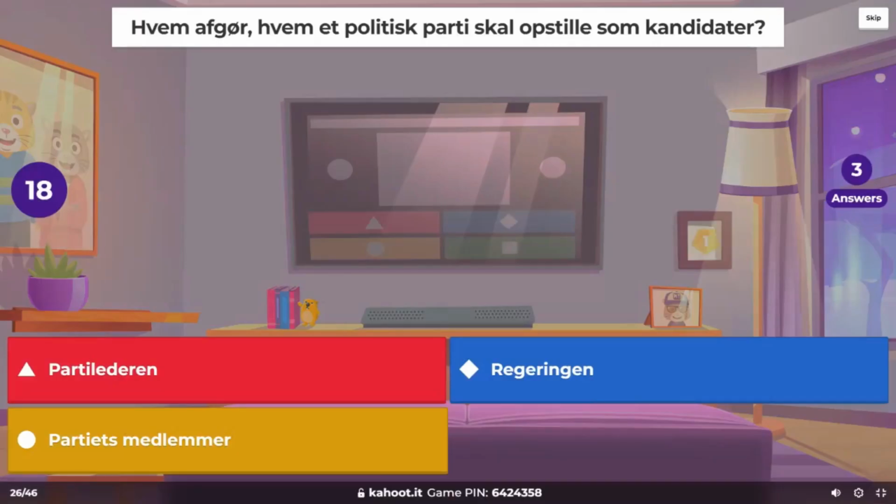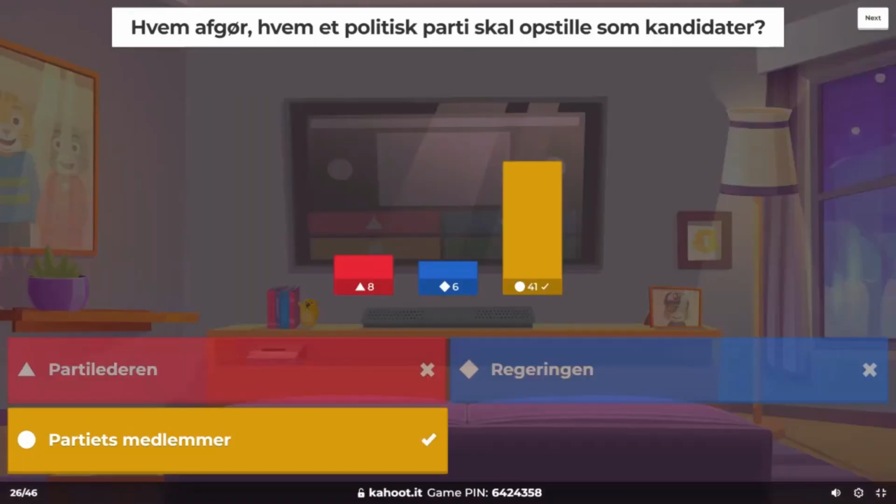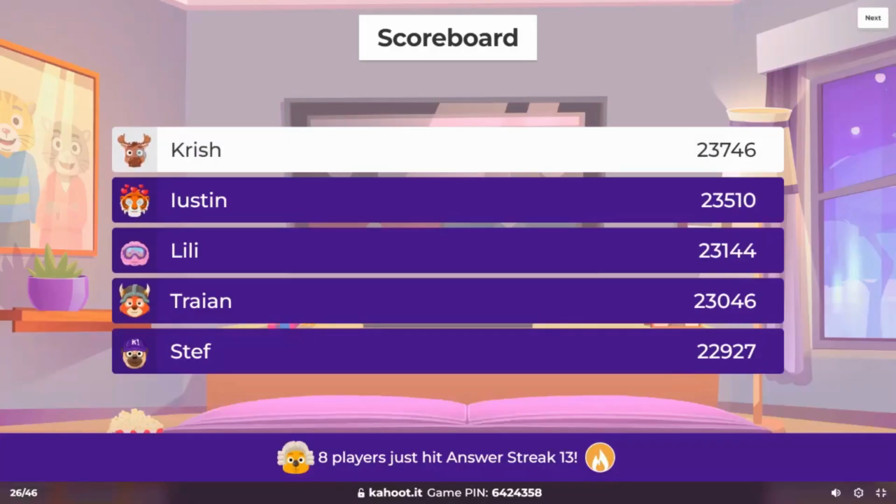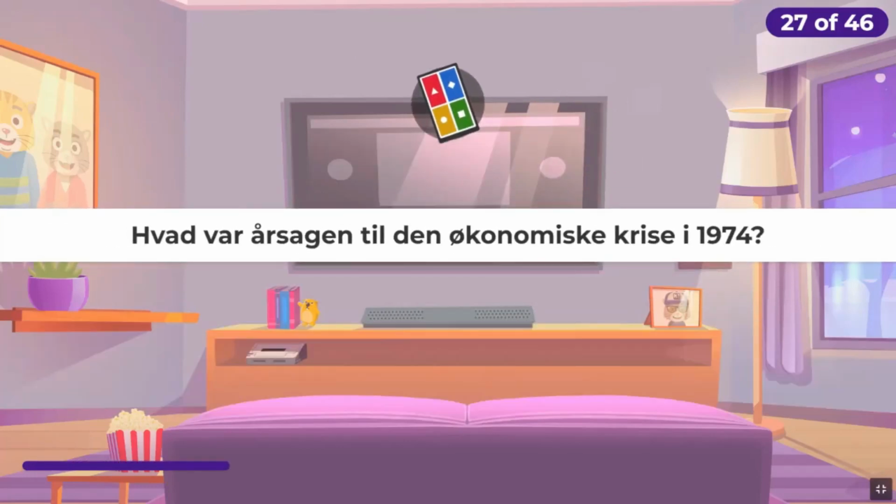This is a new question, so it's never shown up before. Okay. 14 people got this wrong. It's the party's members that decide who becomes a candidate in the elections. Moving on to the next one. That's a new question. This is static top 5. Not much is going on here. We have 20 questions to go. Let's get through this quickly.